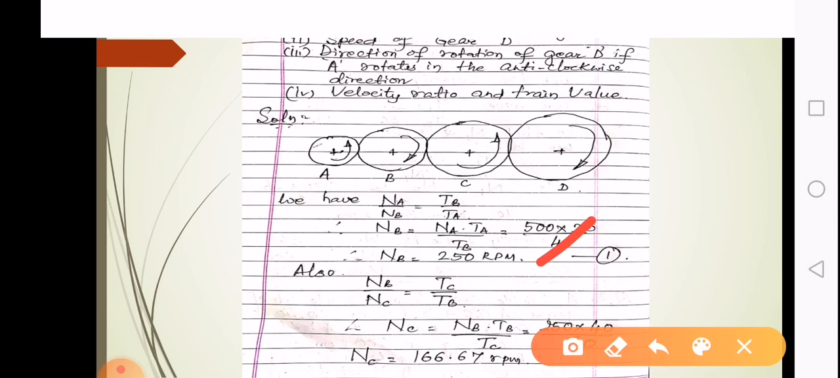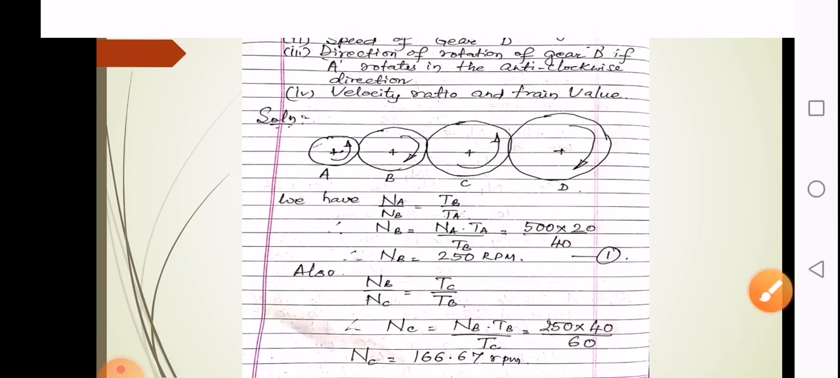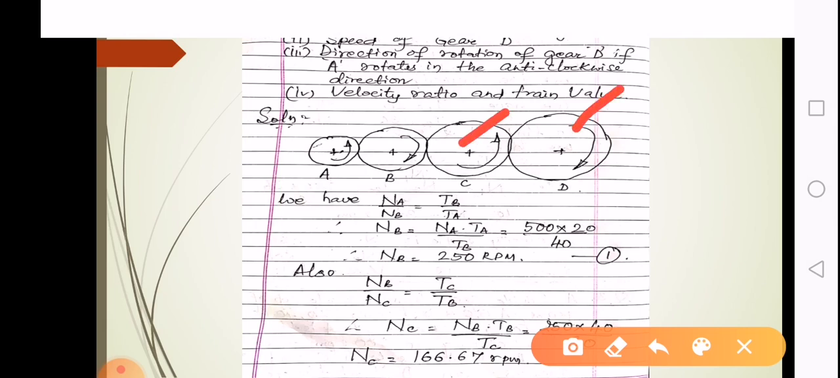Now NB by NC, that is this by this, NB by NC will be equal to TC by TB. So we again substitute the values and get NC as 166.67 rpm. And now once we get NC, we will take these 2 gears. That is, NC by ND is equal to TD by TC.